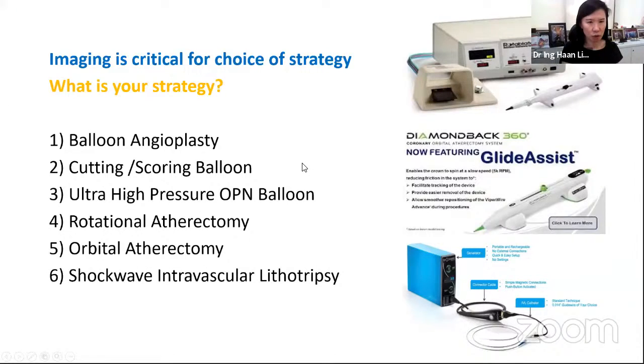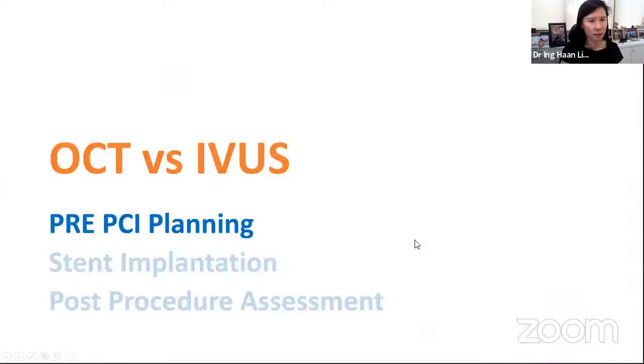So imaging is, in short, critical for decision on the choice of strategy for intervention. For superficial calcium or thin calcium, balloon angioplasty and cutting or scoring balloon may be sufficient for vessel preparation. However, for deeper calcium and thick calcium, plaque debulking techniques using rotational atherectomy, orbital atherectomy, and shortwave intravascular lithotripsy may be required. I'm going to compare and contrast OCT versus IVUS in the 3 areas of pre-PCI planning, stent implantation, and post-procedural assessment, starting with pre-PCI planning.